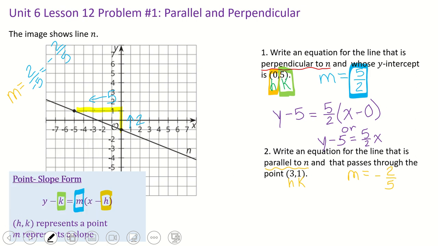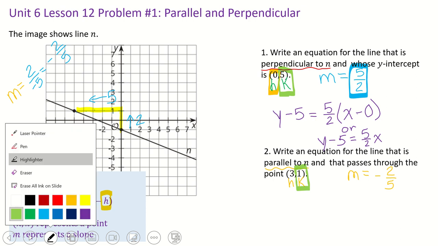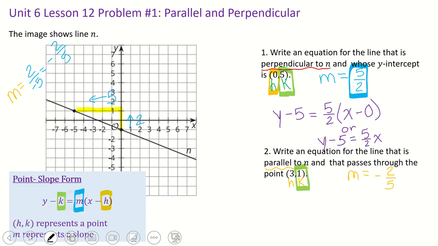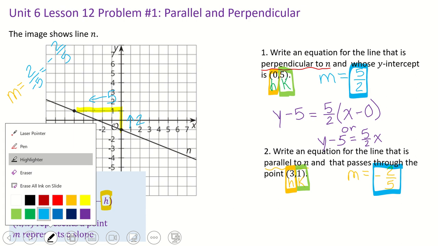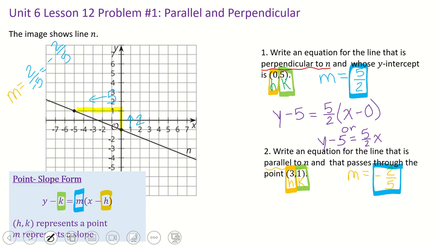So my original slope was -2/5, so that does have to be my slope here. Again, just like I did before, I'm going to go ahead and box in some of these values. So I see that for k, I'm going to have to put in 1. I'm going to have -2/5. Oops, I did not mean to do that one. Wrong color. Okay, h has to be 3, and then I'll highlight my blue as -2/5.